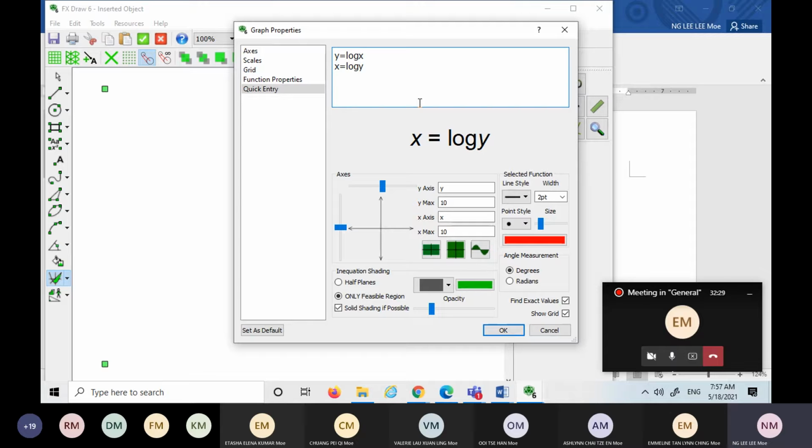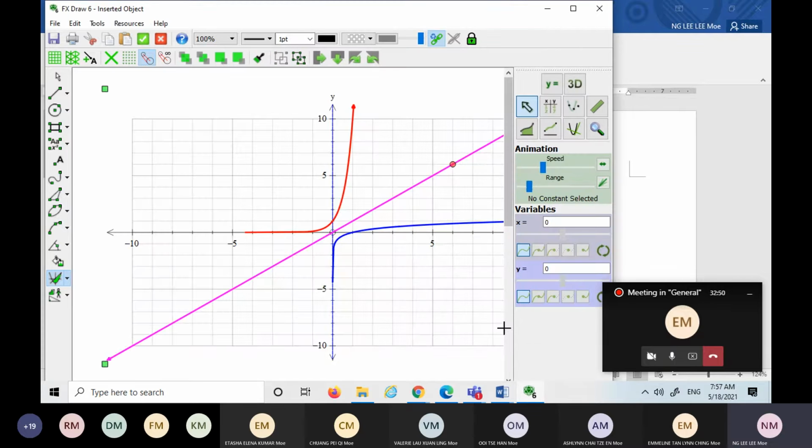Okay, we want to see what the relation is between these two graphs. Same thing, one more line I'm going to plot is y equals x. Once I plot y equals x, you know what my purpose is already. I want to show that these two are actually inverse to each other. Okay, let us see. Okay, so it's proven. These two are the inverse of each other. You can see from the graph.